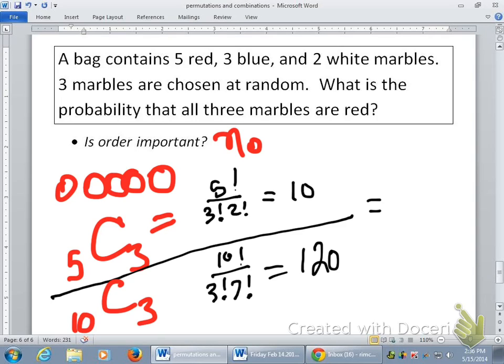So if it's 10 for this combination and then 120 for this one, 10 divided by 120 is 0.083 repeating. So that's about 8.3%.